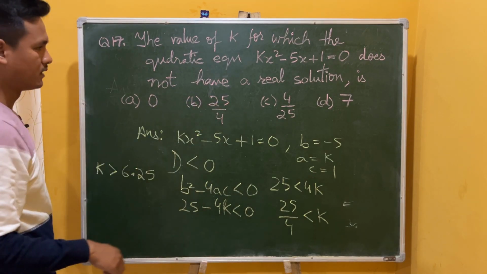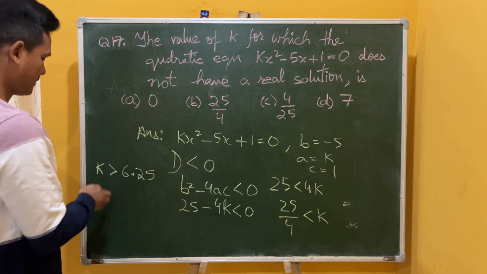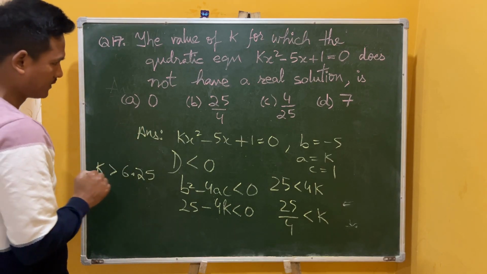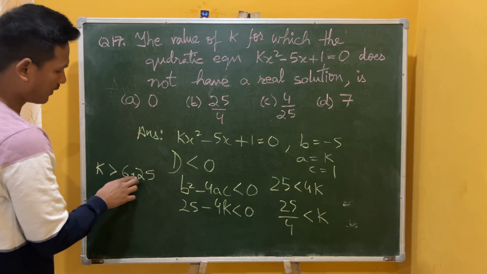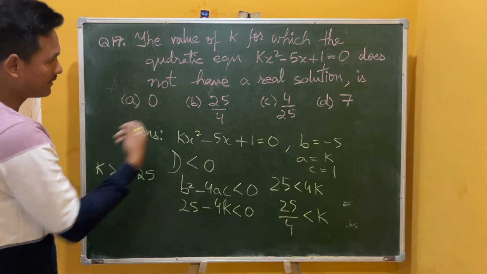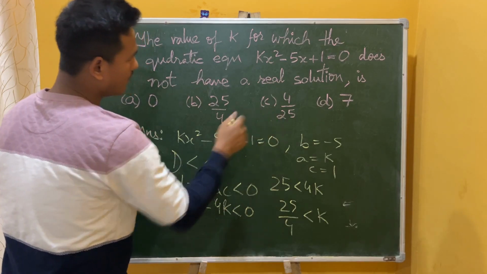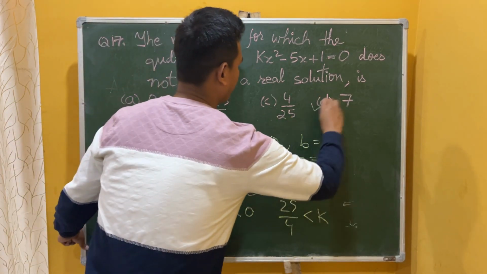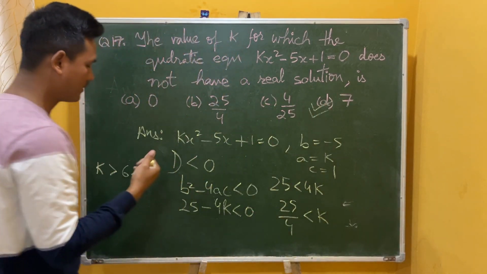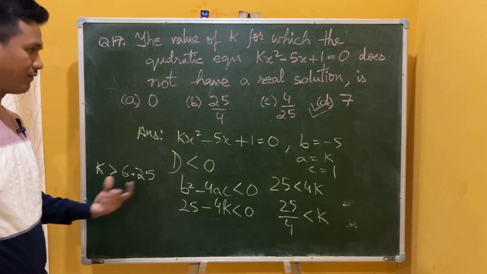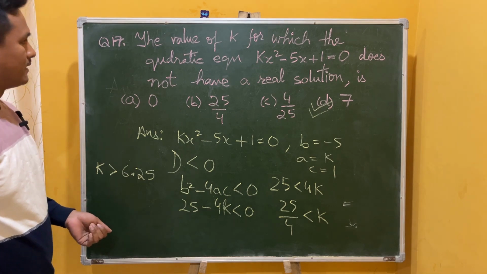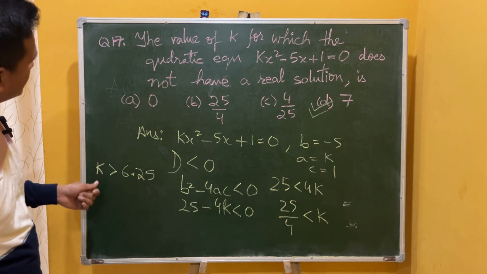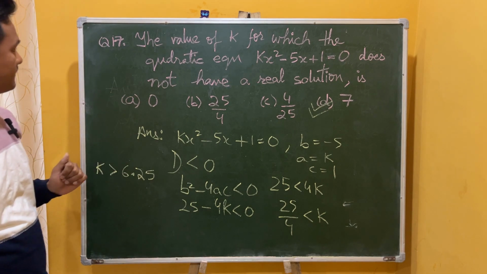Look at the options. So k cannot be 0. We found out 25 by 4 is 6.25. So k is greater than that. So this is less than 1. So D is the correct option because 7 is greater than 6.25. So this one was a tricky one. I guess you loved it. Let's move on to another one.